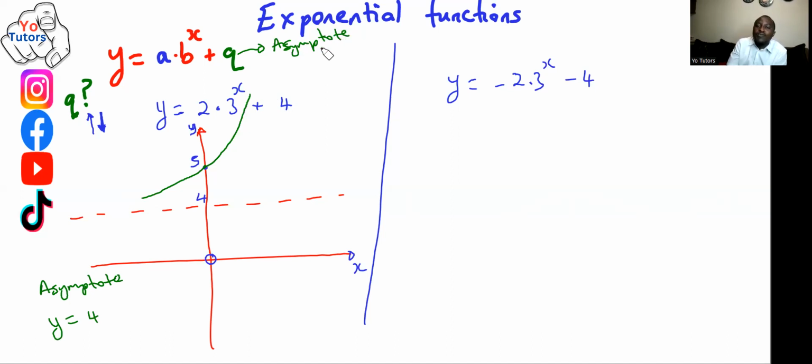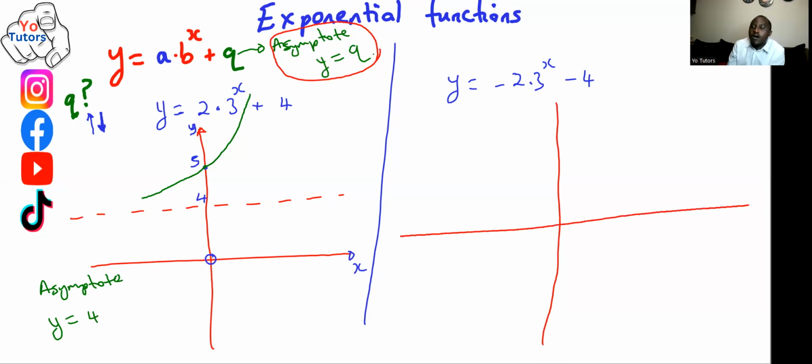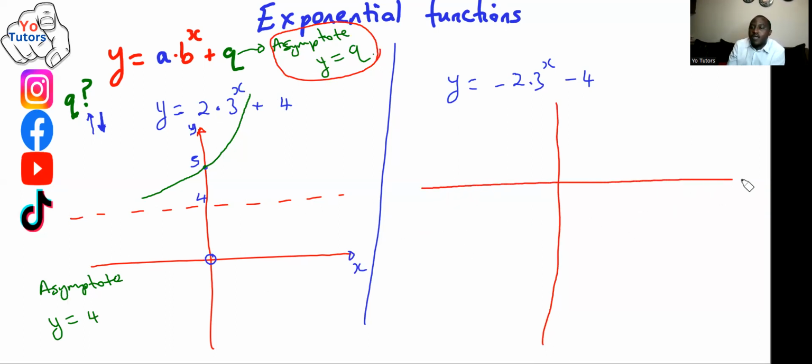Always just know that when you see any value there, that's our asymptote, which is y equals q. That's what you just need to remember, guys. Don't forget that. I'm just going to circle it. Okay, let's have a look at another graph, and let's put it a bit on top there.